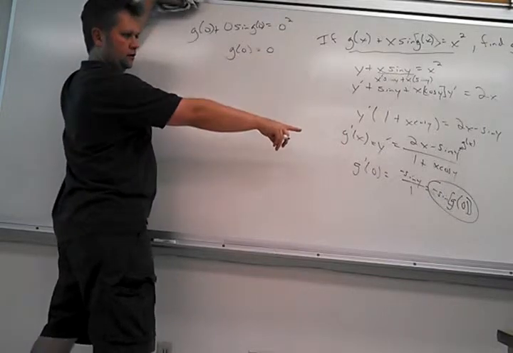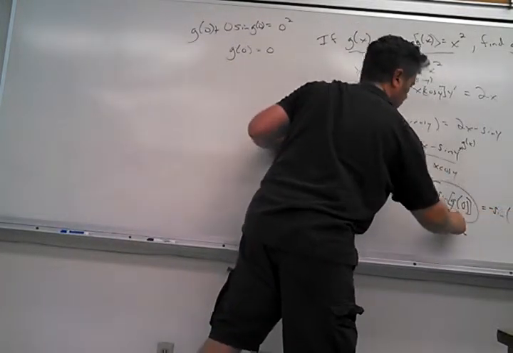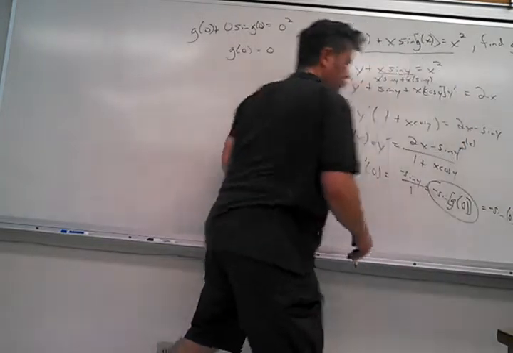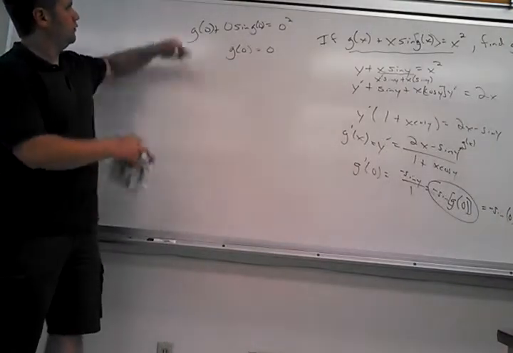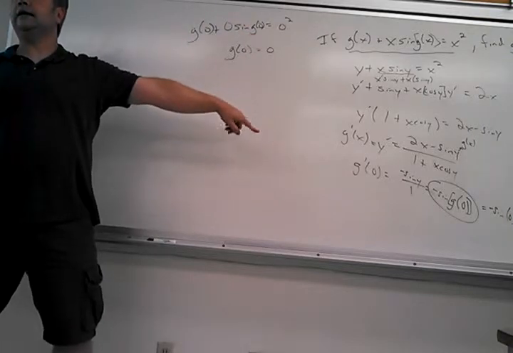I love it. And then what's g prime of 0? Negative sine of 0, which is 0. Cool. So they did give me enough information to figure out what g of 0 is. I just didn't have to know it. I needed it until the end.